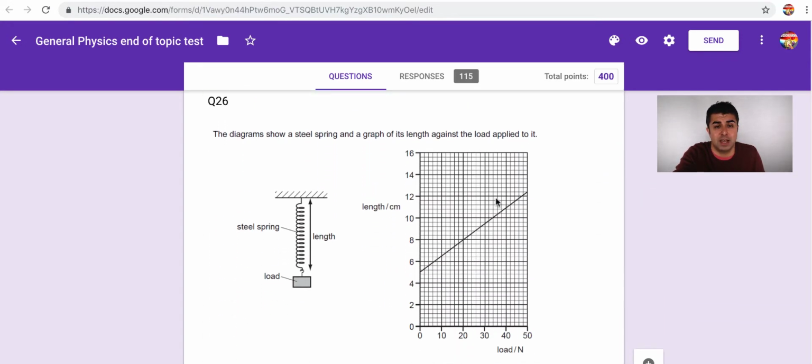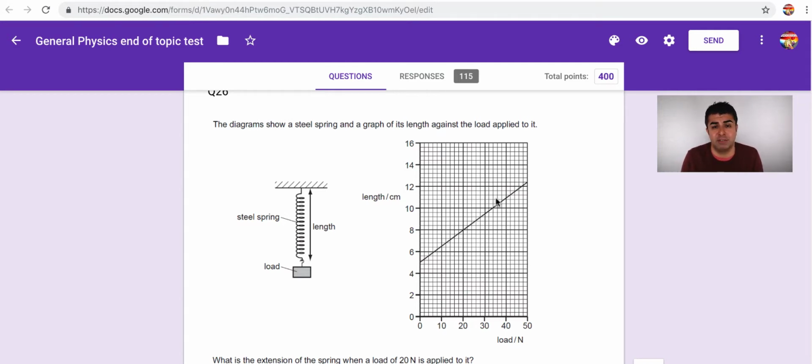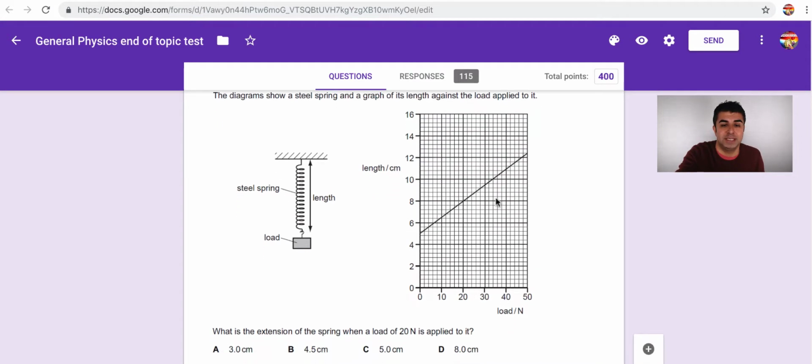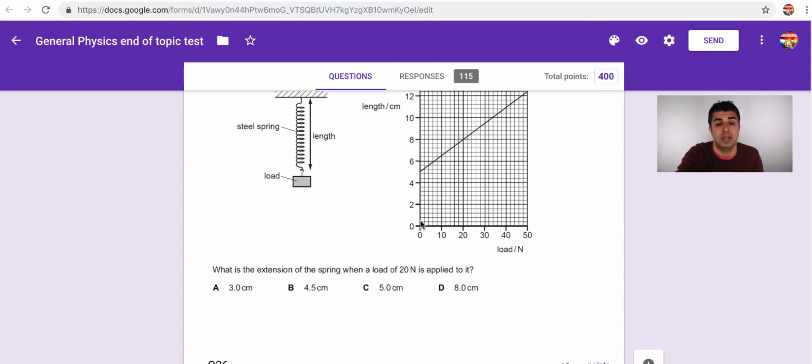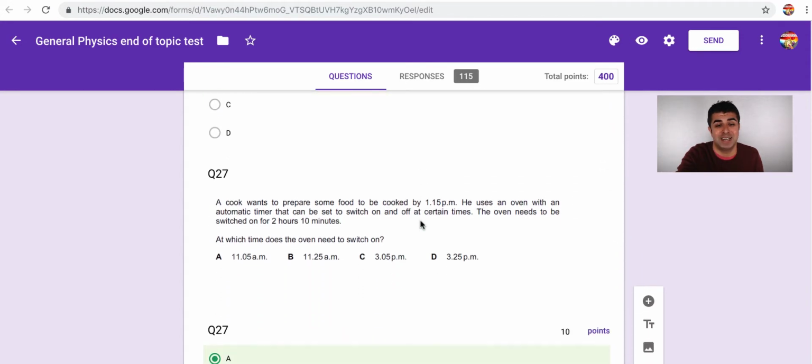Question 26. The diagram shows a steel spring and a graph of its length against load, not extension. What is the extension of the spring when a load of 20 newtons is applied to it? Well, guys, here, when the load is 0, the length is 5. Okay? There's no extension at this point. When there's a 20 Newton load, the length becomes 8, but extension is new length minus the original length. So 8 minus 5 here, when there's no weight, is 3 centimeters. So the answer is A.